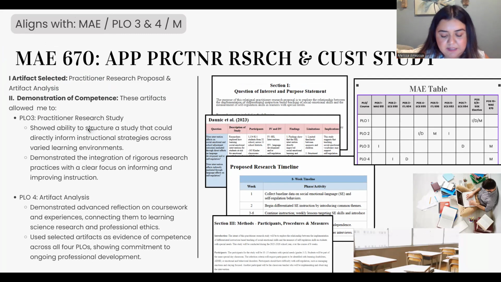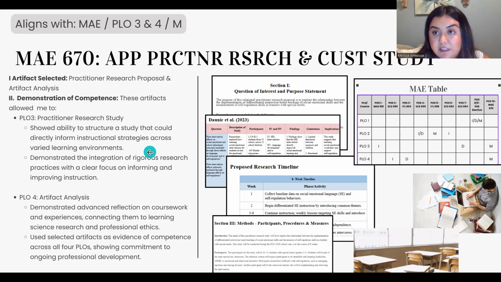This was an assignment where I had already developed a practitioner research question. I had explored literature in the area, and now I was putting it all together to develop a research proposal. So really considering that literature, what it was saying, and using it to guide next steps for me to be able to conduct my own research. It shows my ability to structure a study that could directly inform instructional strategies across varied learning environments.